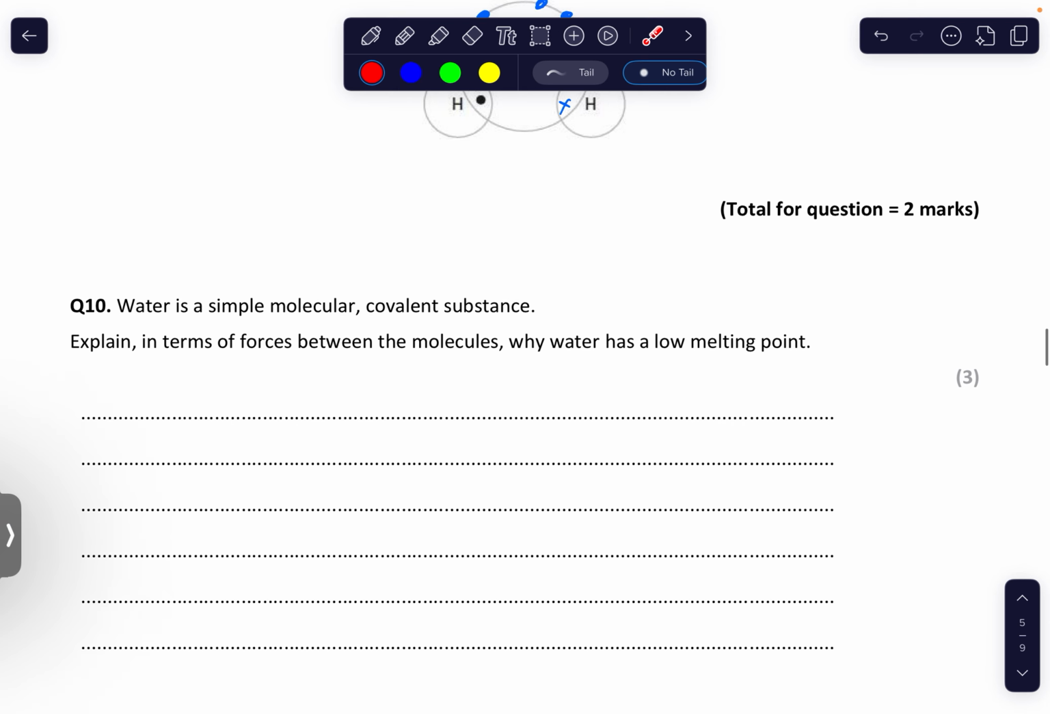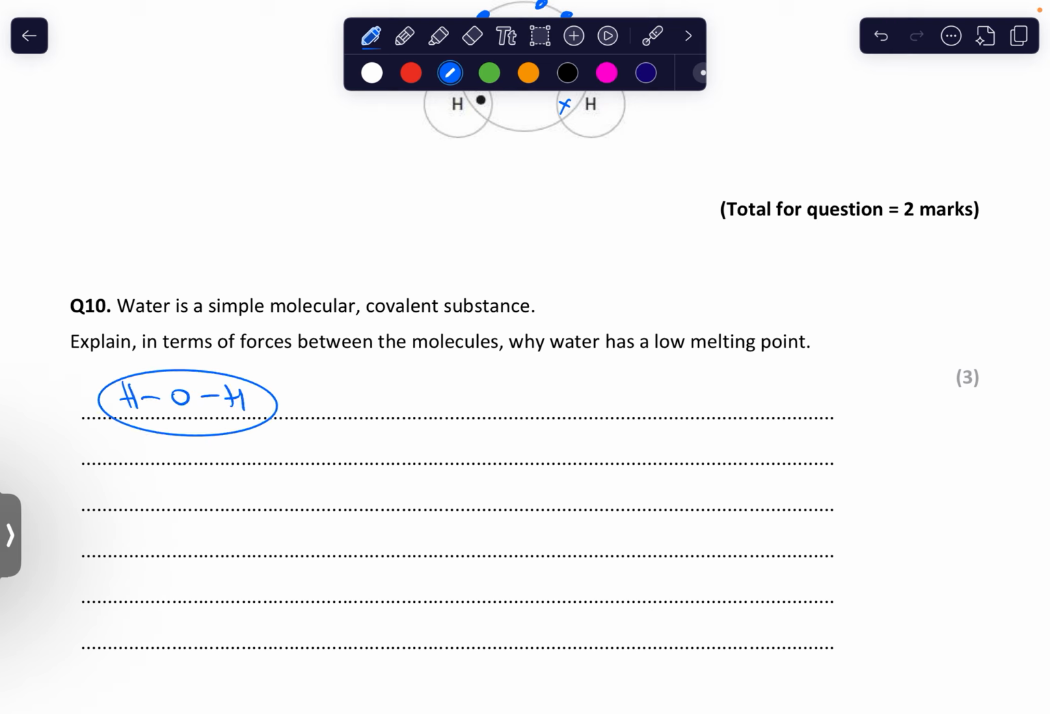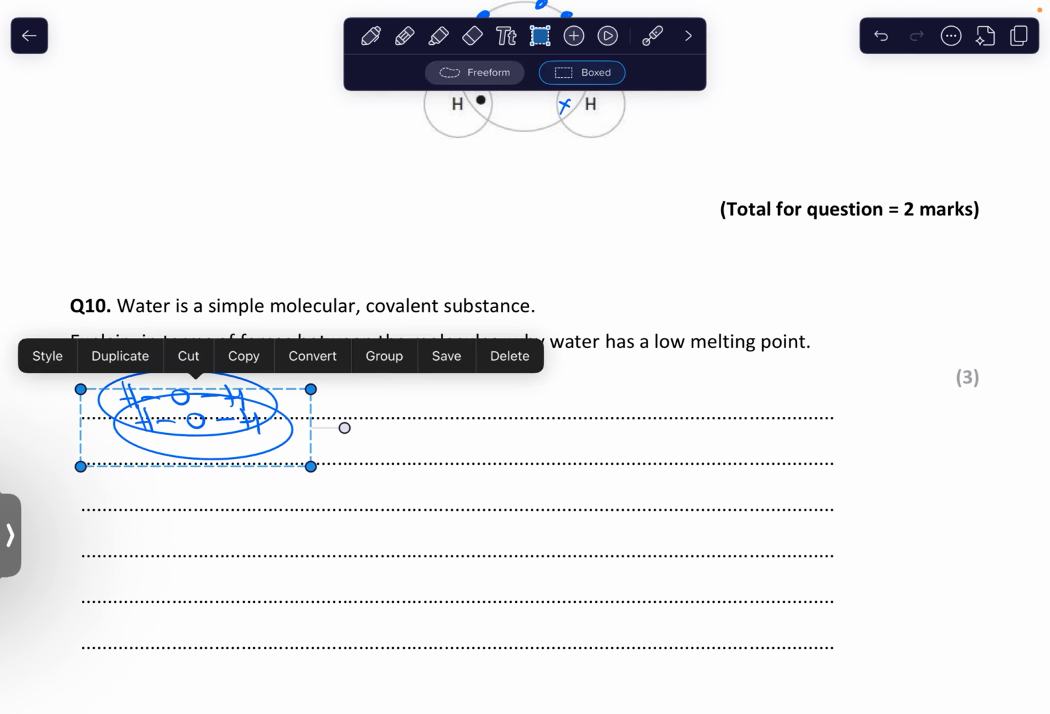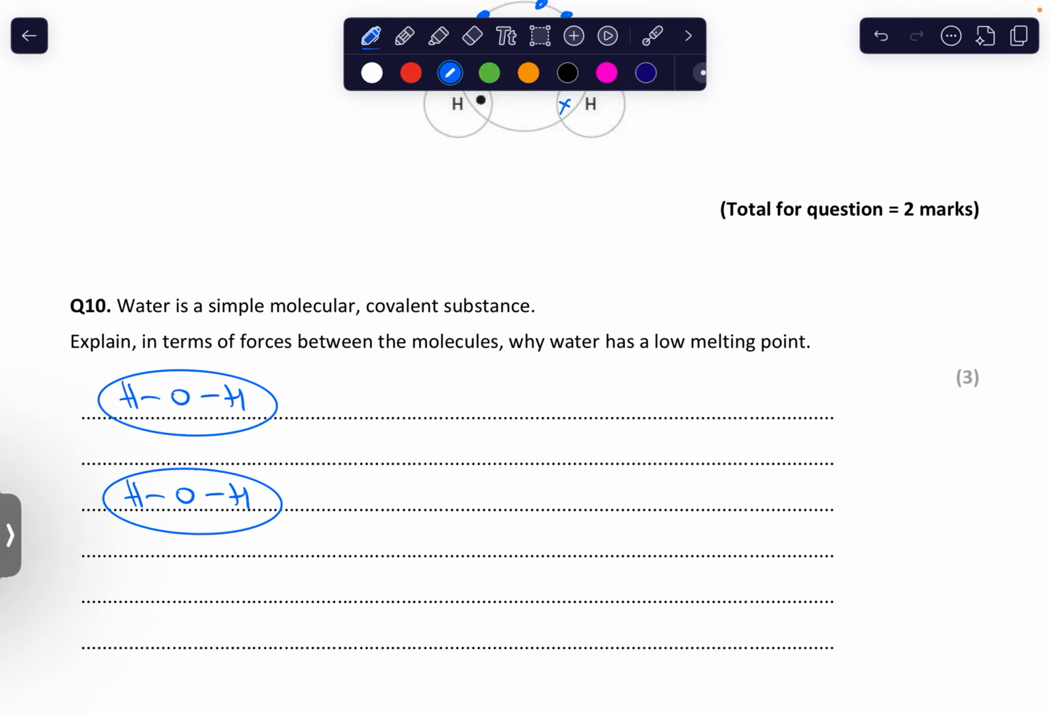Explain why water has a low melting point. So, water is H2O. Let's make that a molecule because it's going to be a covalent molecule. And I'm just going to draw another one of those. And in between them, we are going to put these red lines, which represent the weak forces between molecules. Okay, so why does it have a low melting point?